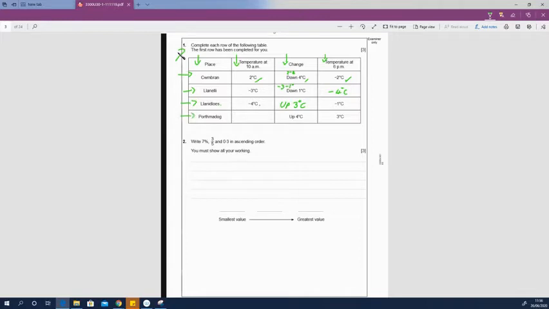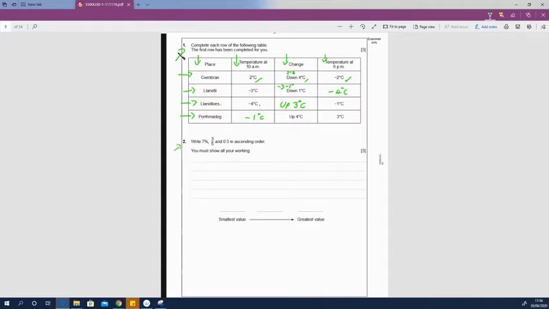And if we look at the final one, Porthmadog, it tells us that the temperature at the end of the day was 3, but it had gone up 4 degrees from the start of the day, so that means it must have started at minus 1 degrees C, because minus 1 plus 4 gives us 3.